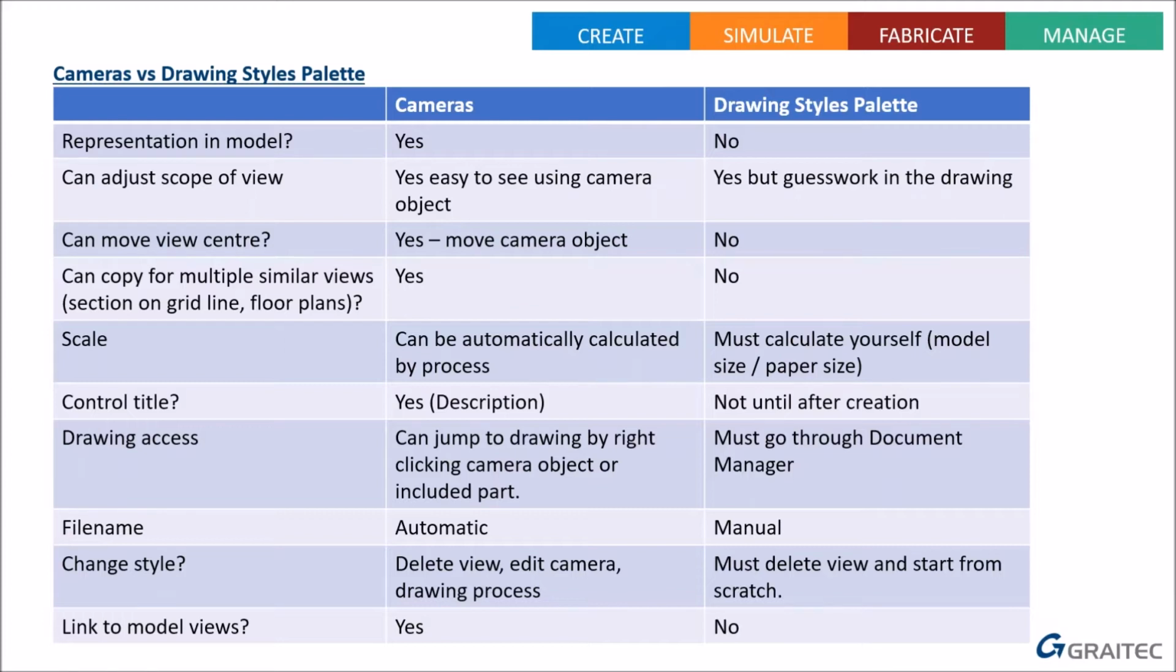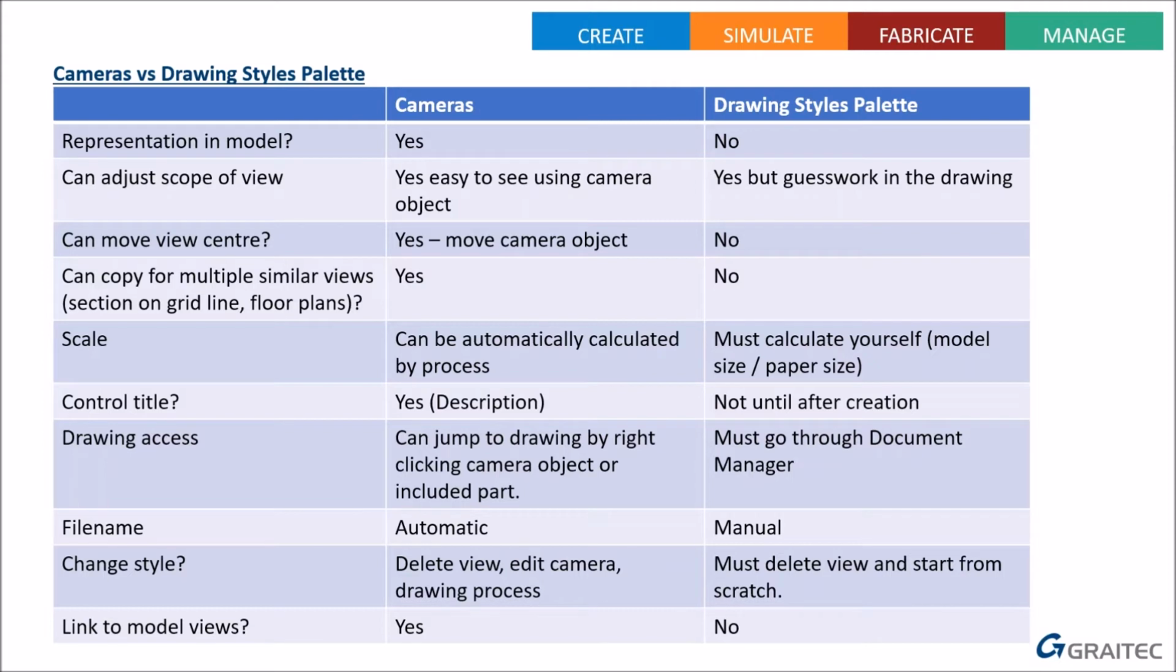The drawing file name. If you're using the Drawing Styles palette, you have to manually assign that drawing file name if you want anything other than the really basic format. But with cameras, because they're drawn using a drawing process, you can have formulas for the file name and you can have intelligent file names formatted how you like that automatically increment.